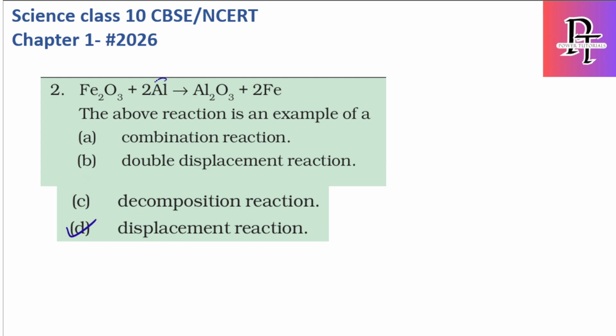Because aluminium is more reactive than iron. It is displacing the iron from its oxide form, the iron is getting out, and aluminium is taking the place of the iron. Whenever a stronger metal replaces or displaces a metal from its oxide or solution form, and that metal separates out as a separate element, it is called displacement. So this is an example of displacement.